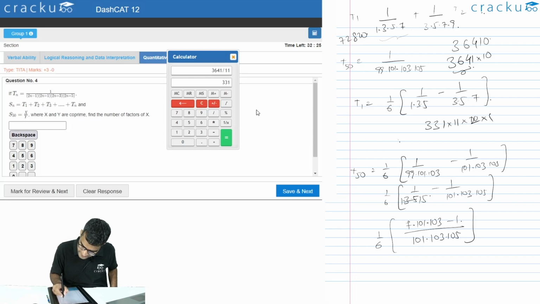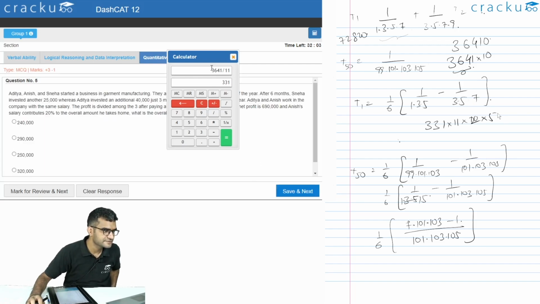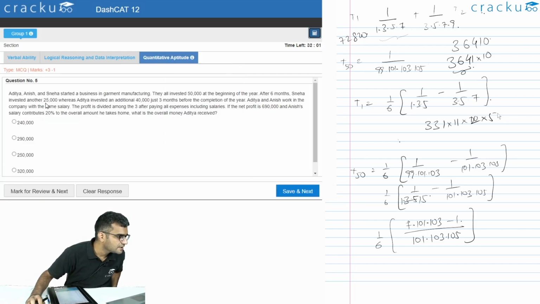This is 2 into 5. Is 331 a prime? Again, I don't know. 331 is not divisible by 7, not by 11, not by 13. Is it divisible by 17? Not by 17. So this seems to be a prime number. So it will be 16. But again, this is a very complex question, and quite possible that I made a mistake in this. So again, I'm wasting a lot of time, I think.